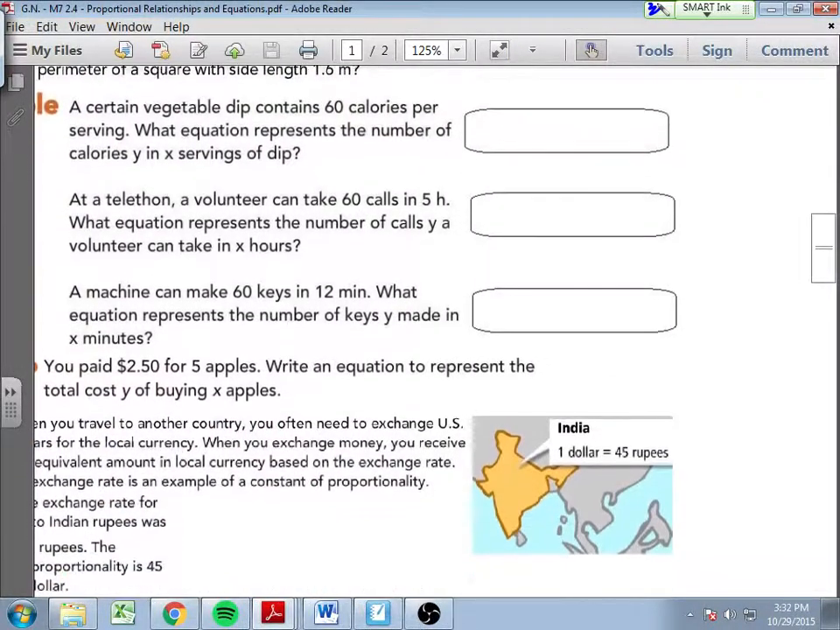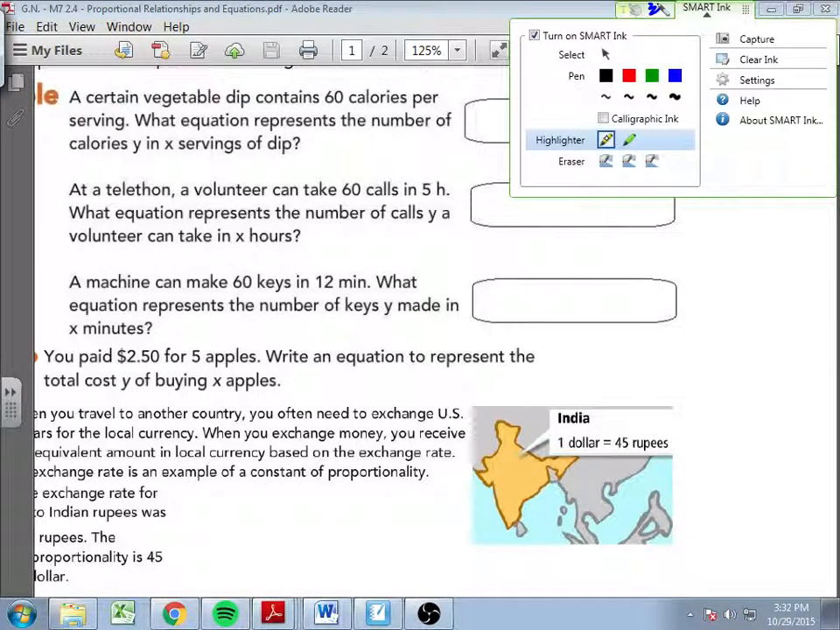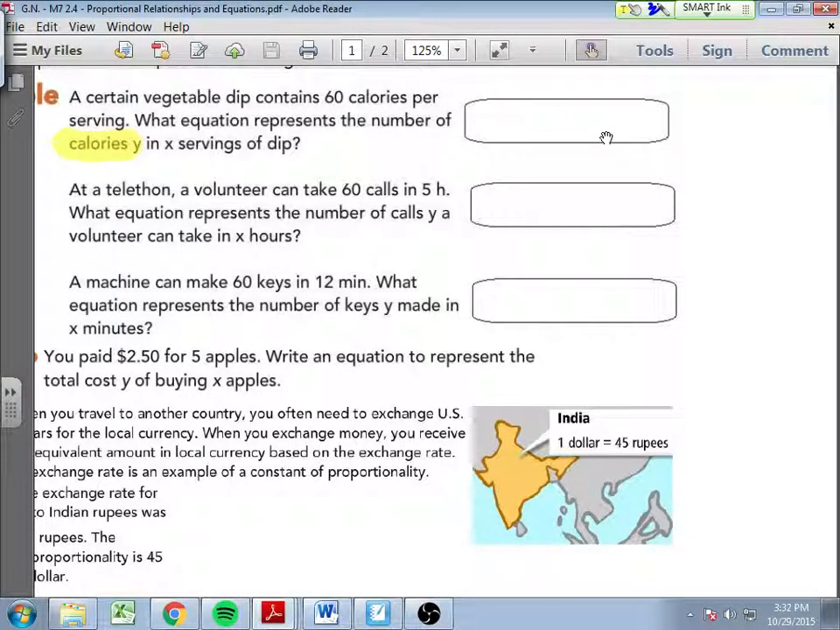All right. So a certain vegetable dip contains 60 calories per serving. So every serving has 60 calories. What equation represents the number of calories Y in X amount of servings? Well, if it's 60 calories per serving, is this already our unit rate? Is that for one serving? Yeah. It's just per one serving.